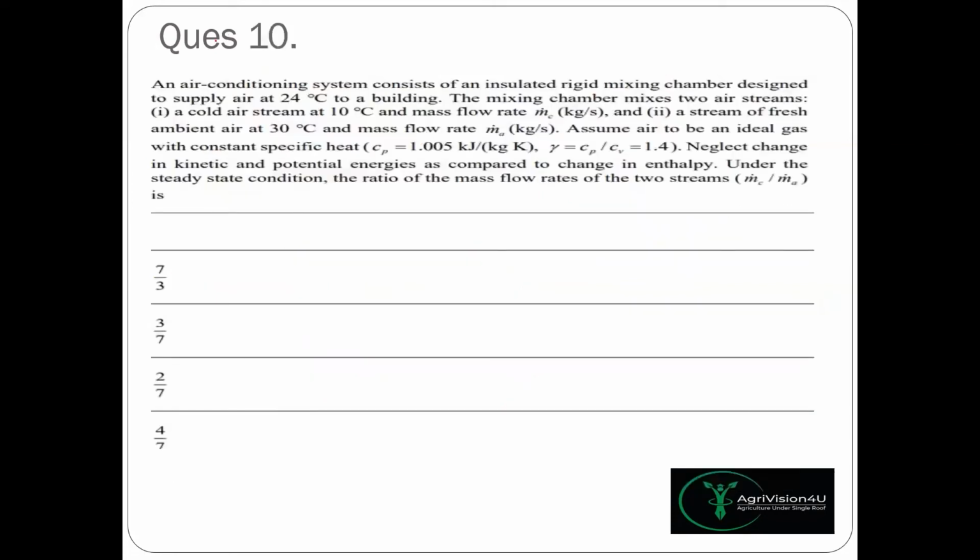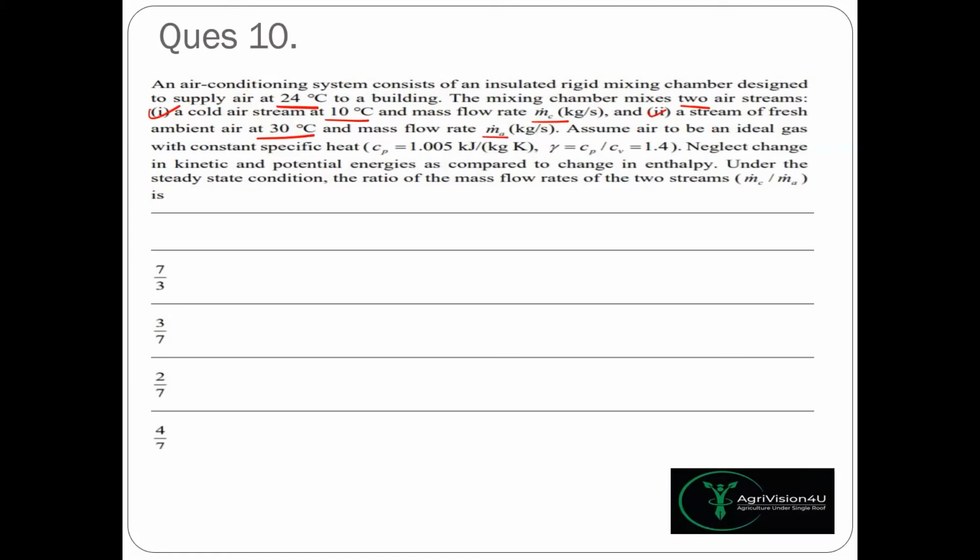Okay, let's just move to question number 10. It says an air conditioning system consists of an insulated rigid mixing chamber designed to supply air at 24 degrees Celsius to a building. The mixing chamber mixes two air streams, that is a cold stream and a stream of fresh ambient air. Okay, first let's say what the specifications of the cold air stream are: 10 degrees Celsius and mass flow rate MC. Fresh ambient air is at 30 degrees Celsius and mass flow rate is MA.